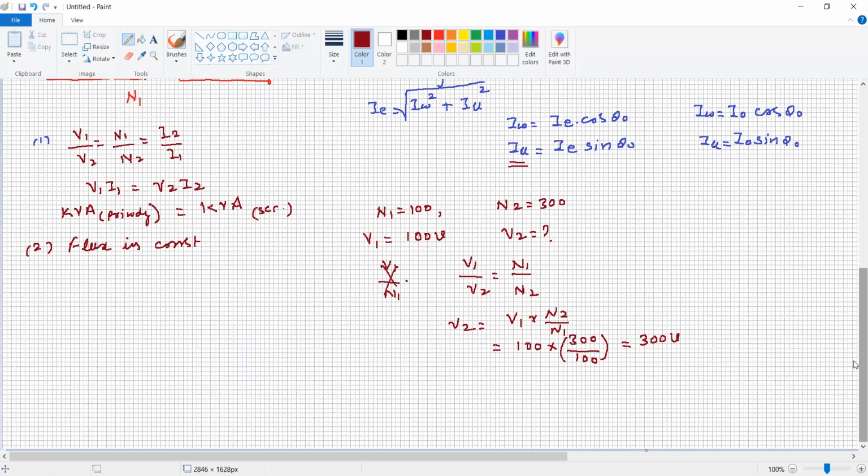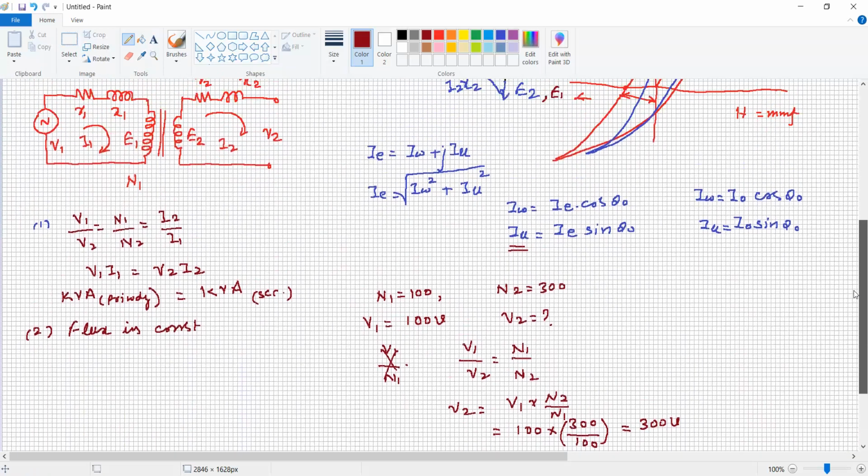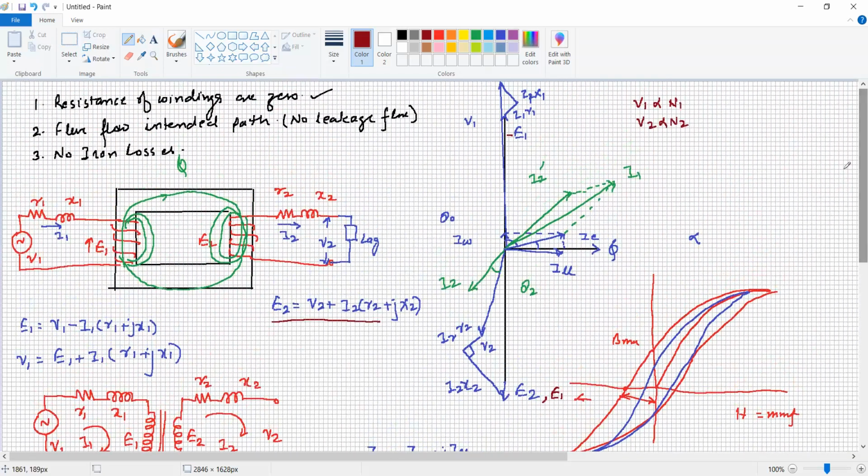So today we'll stop here for lecture number 3. In lecture number 4, we are going to discuss the referred values of the primary winding resistance and reactance, and similarly, the referred values of the secondary winding resistance and reactance.